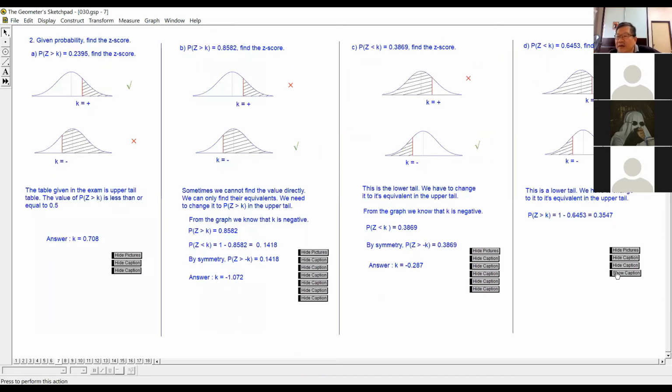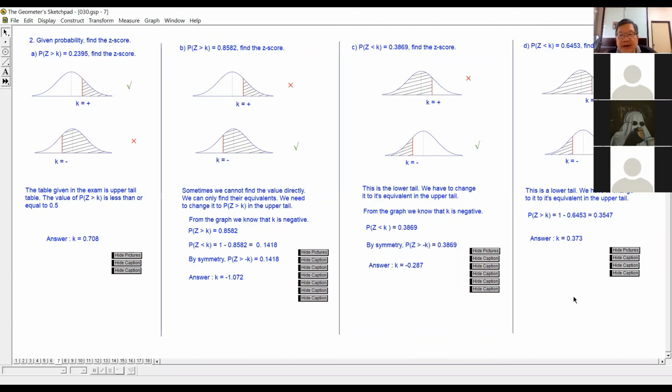So we go back to our question. The answer is 0.373. Do you need to add a negative in front? No need, right? Because we have decided that the k is positive. Only for case B and case C, we have to add the negative in front. So the answer, the z score is 0.373. Any questions so far?